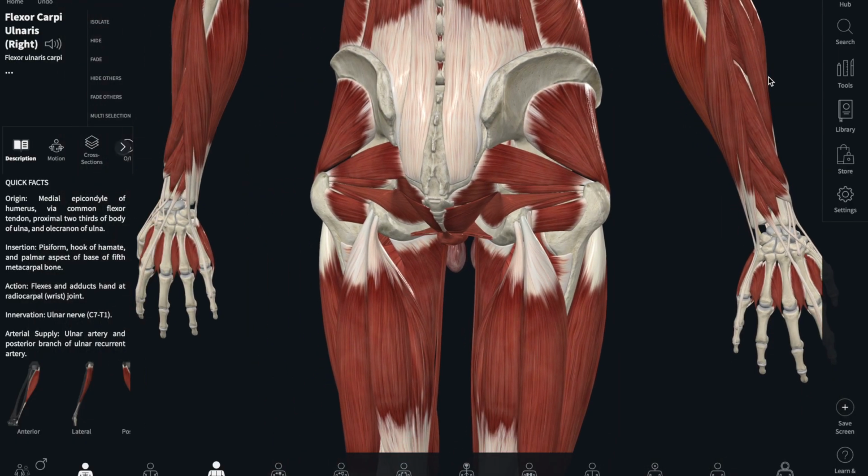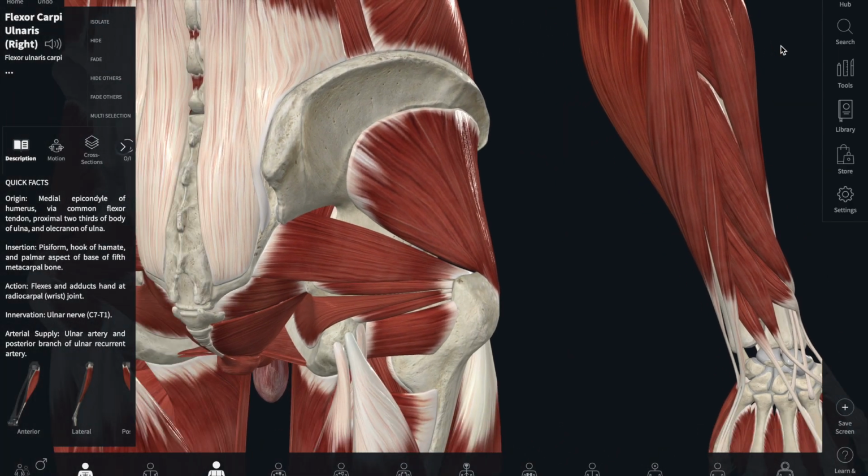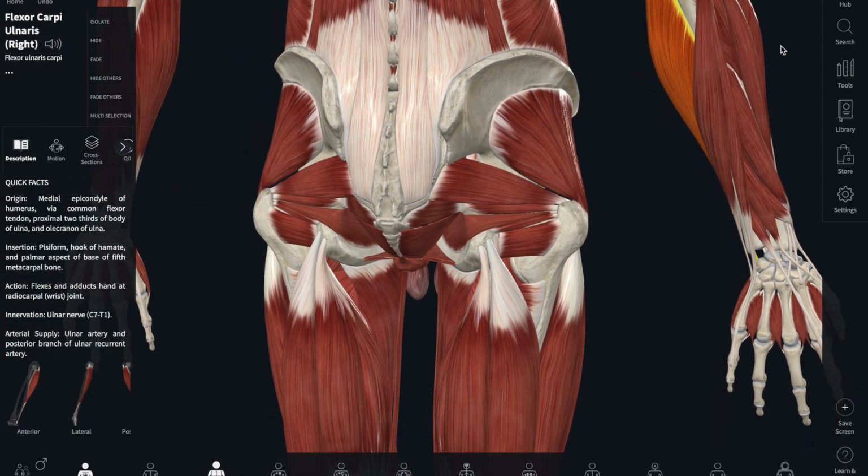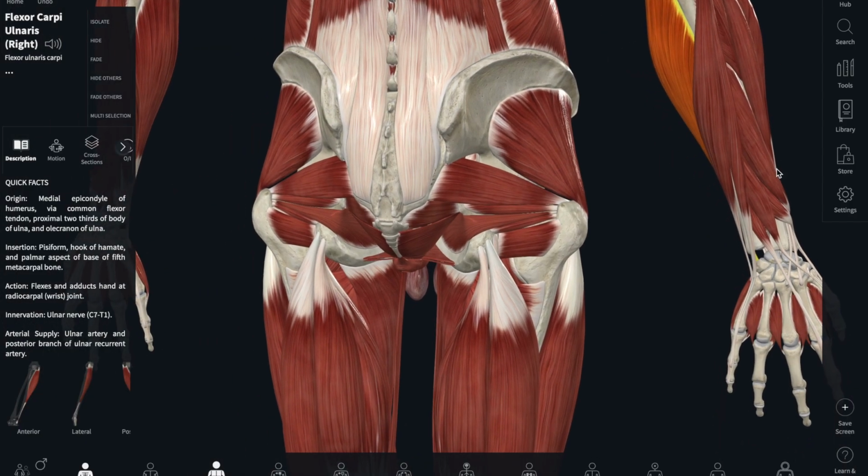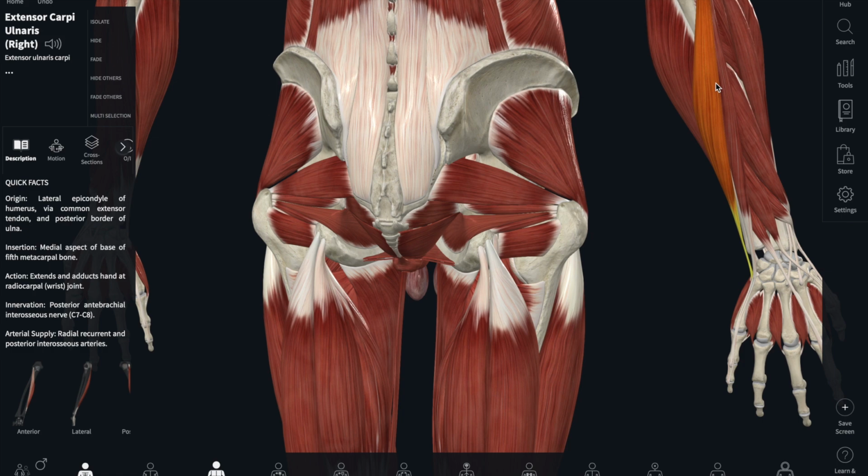As we get into the posterior compartment of the forearm superficially, there are a bunch of muscles in the back, such as the flexor carpi ulnaris, the extensor carpi radialis longus and brevis, the extensor digitorum, and extensor carpi ulnaris, which will all be shown here.